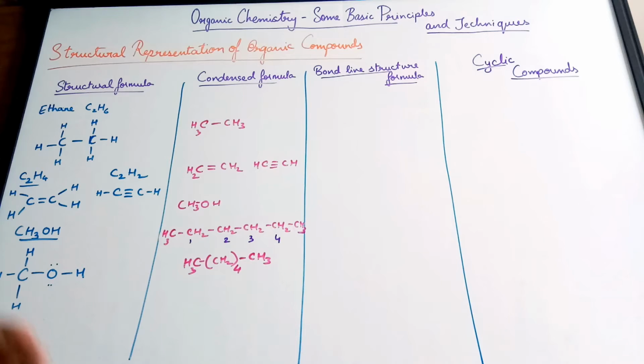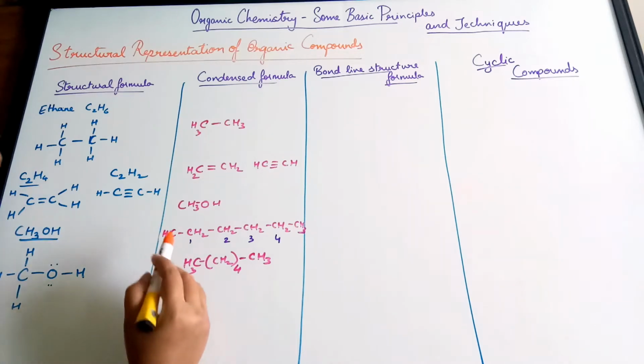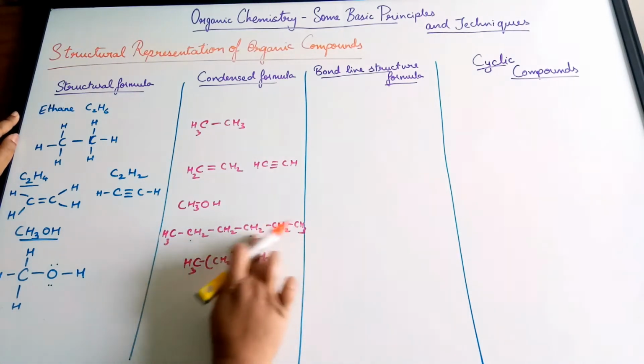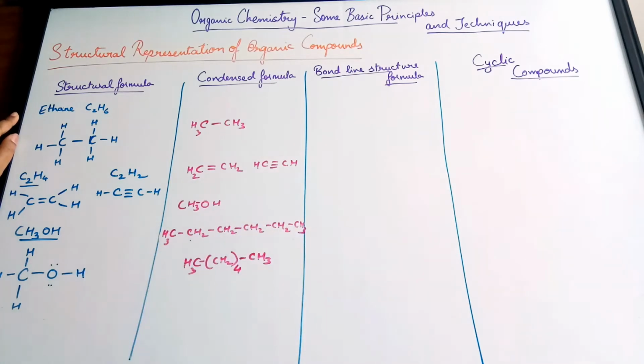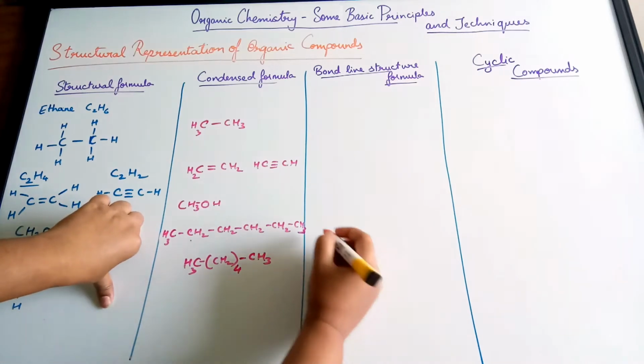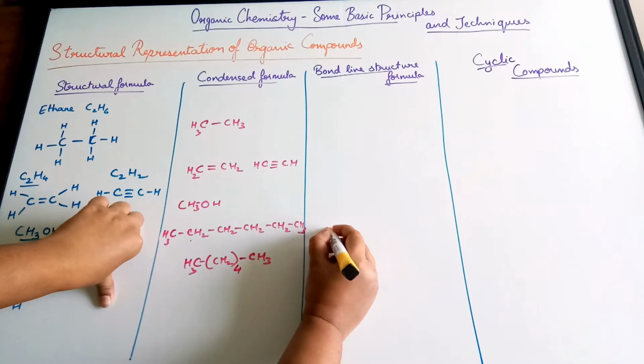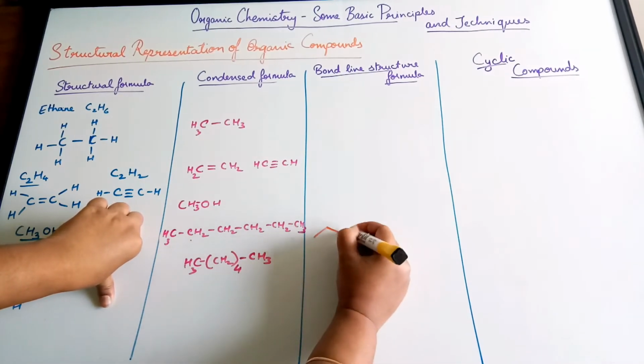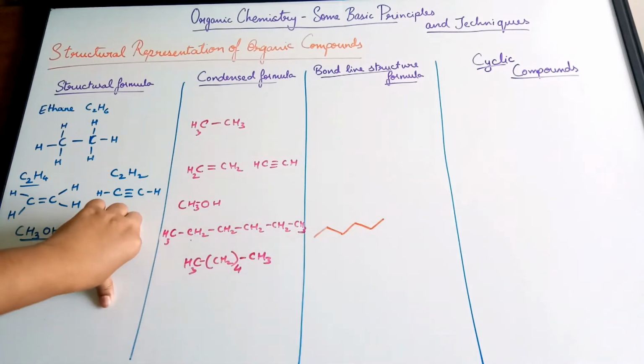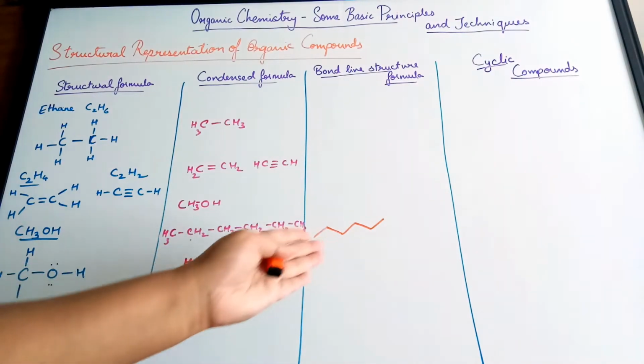But scientists decided, okay, this is again more time consuming compared to the bond line structure formula. In the bond line structure formula, the carbon and hydrogen atoms are not shown. For example, let's take this structure. Here you have 1, 2, 3, 4, 5, 6 carbon atoms. We know there are 6 carbon atoms in the structure. So what we will do is use lines to represent this. So 1, 2, 3, 4, 5 and 6. Again, compared to this, it seems much easier.